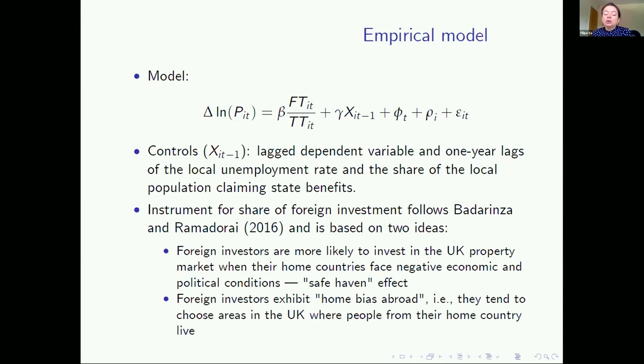And then where in the UK are they going to invest? I say that they will invest in areas where more people from their home country are already living. So the idea is that there is a home bias effect here. And this is plausible because, say, if Russian investors are investing in Kensington and Chelsea, they can find real estate agents that speak Russian and can help them buy a property there. Or, if they are buying to let, they may prefer to buy in areas where other Russians are more likely to live, because then they can let the property to someone from their country. So that's the idea behind the instrument.